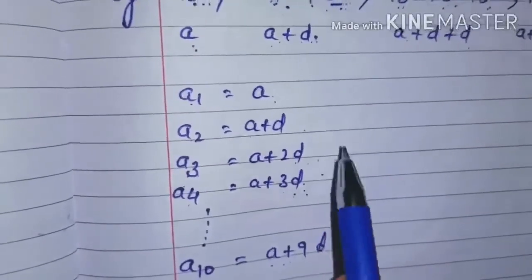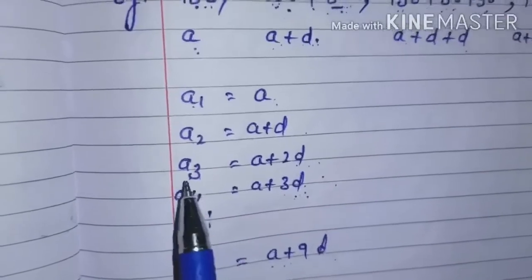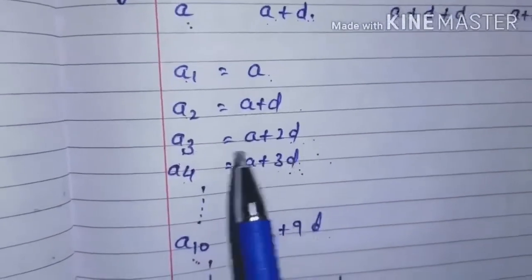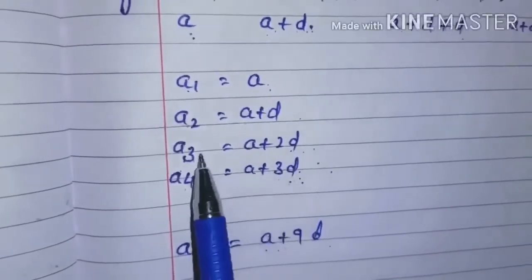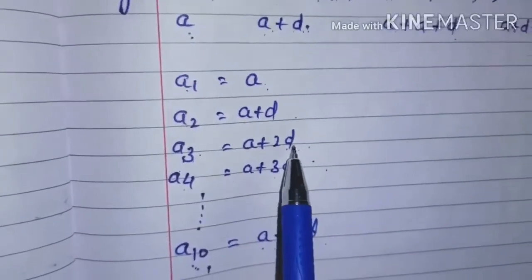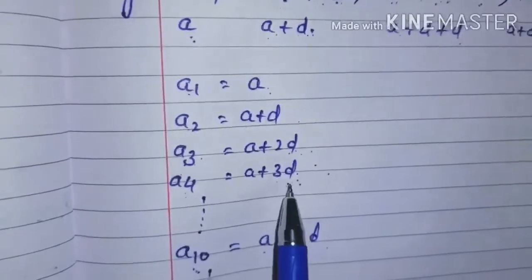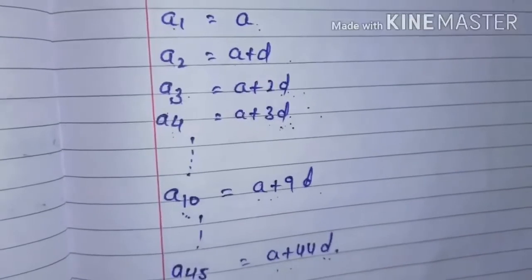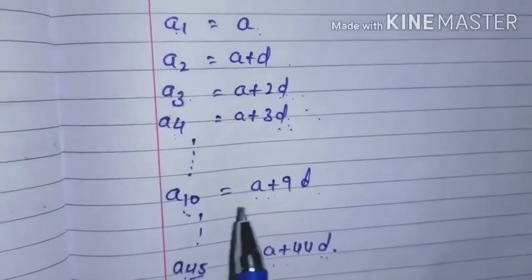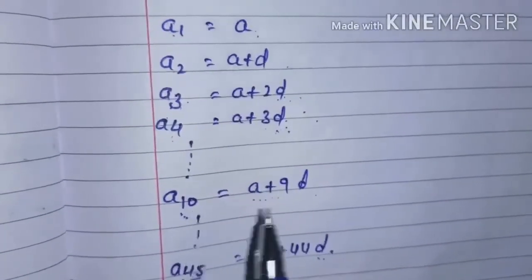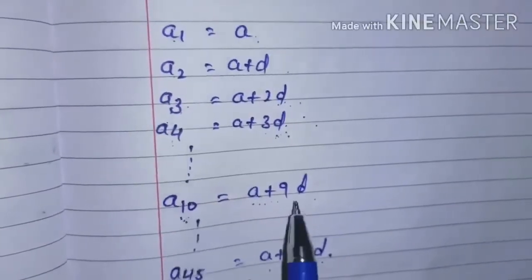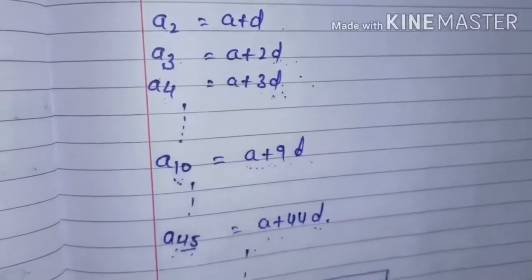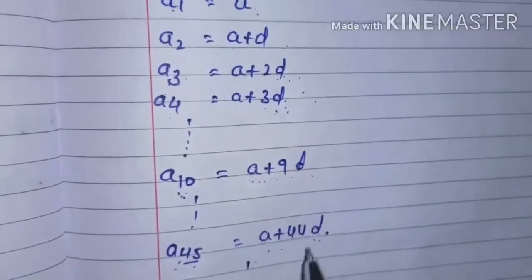So what you are observing is, if you want to find the third term, we take D one less, that is 2 times. If we take the 4th term, D is 3 times. Similarly we can find any term. If we take the 10th term, the value is A plus 1 less of this value, that is 9. So the formula is A plus 9D. Any term you can find with this formula.